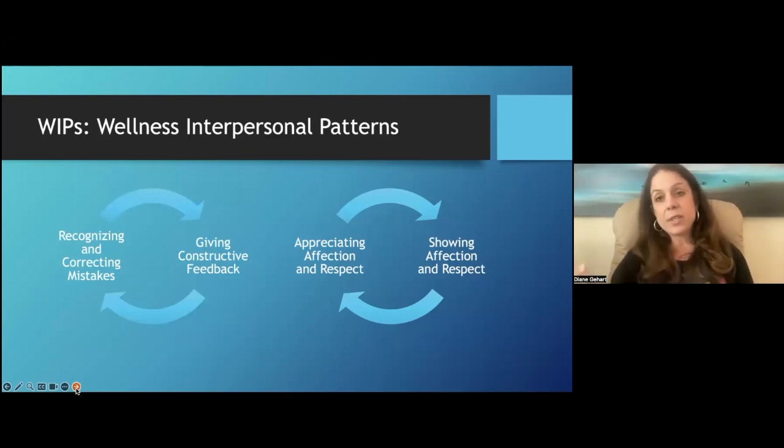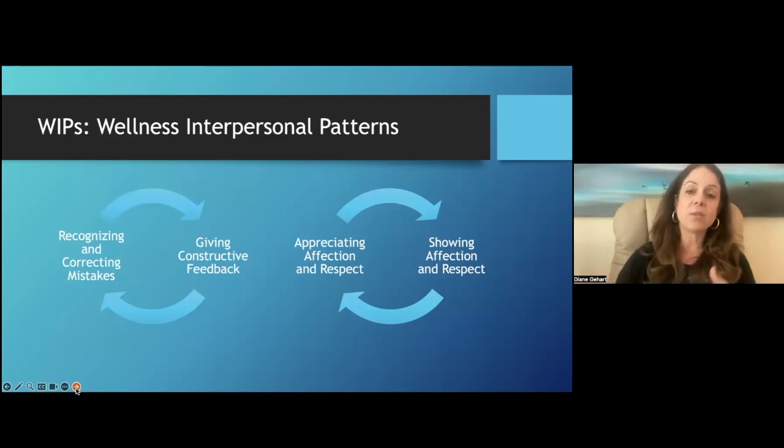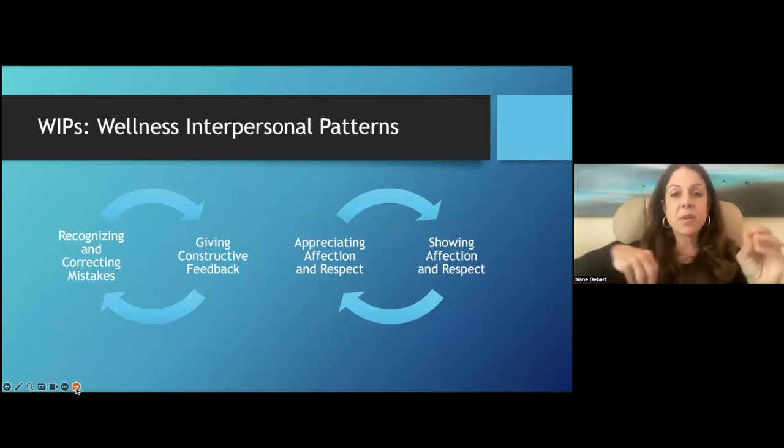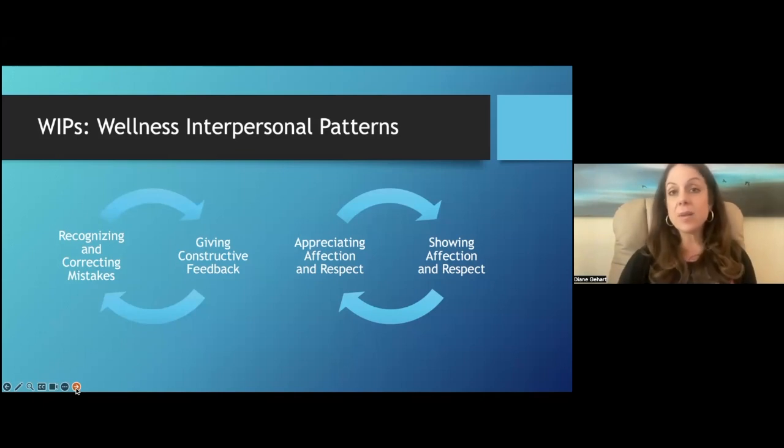Showing affection and respect, which is responded to with appreciation and respect, creates this very positive interactive cycle. So like in families, saying things like, please, thank you, I love you, I appreciate you. The more that families have these patterns, these are wellness patterns, and they are important. I've heard people say, oh, you can't say please and thank you all day long. And I'm like, you really can, and it's okay. To have that appreciation and respect can be really important.